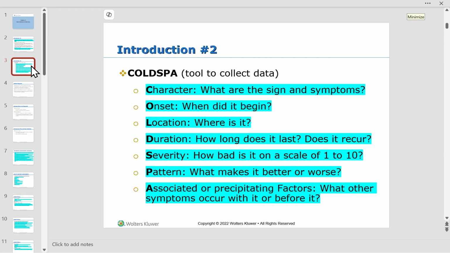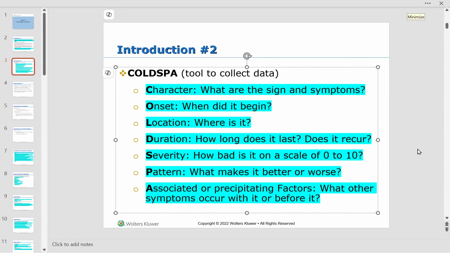And we also have to understand the difference between normal diagnostics and abnormal diagnostics, right? So when we assess, we use something called COLDSPA. When somebody has a complaint of something, we say, okay, what's the character of it? What are your signs and symptoms? When did it start? Where is it? Like if it's pain, how long does it last? Does it recur? What is the severity of it? How bad is it on a scale of 0 to 10? Not 1 to 10, 0 to 10. What makes it better? What makes it worse? And any associated or precipitating factors.